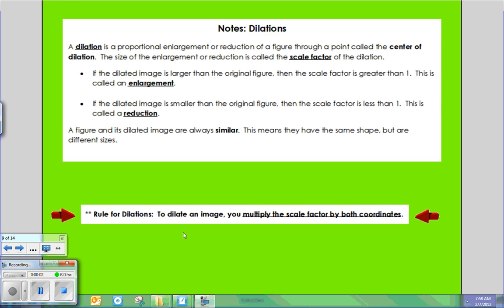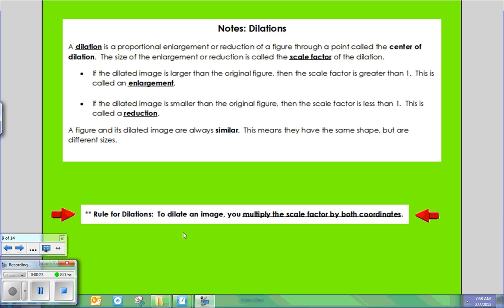The transformation we're talking about today is dilation. We're also going to be talking a little bit about scale factor. So a dilation is a proportional enlargement or reduction of a figure through a point called the center of dilation. So basically it's the center of the figure. The size of the enlargement or the reduction is called the scale factor.